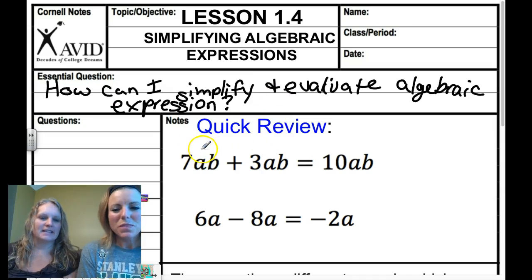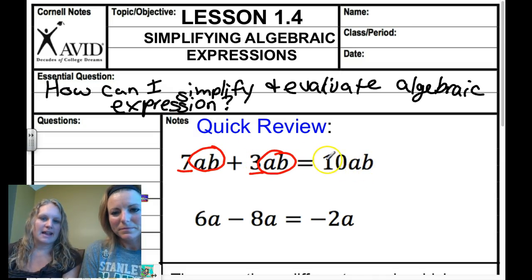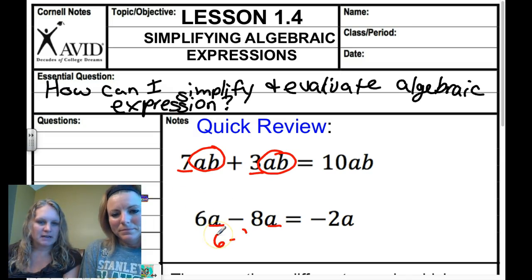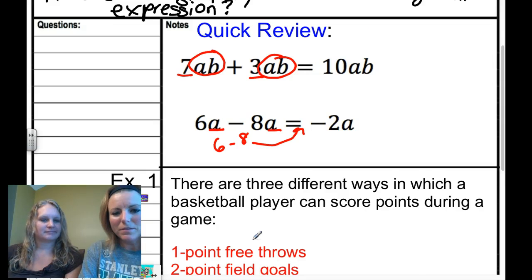If we're looking at these, you've done them before. We notice that AB is the exact same in both of these. So when they're the exact same, we just add the numbers in front. So since AB is the same, we put it here, and we add our numbers, 7 plus 3, and we got our 10. Easy. So same thing here. We have an A. That means we can combine them. So we do the 6 minus 8 to get our -2, and then the A goes back again. So very good. Good job.